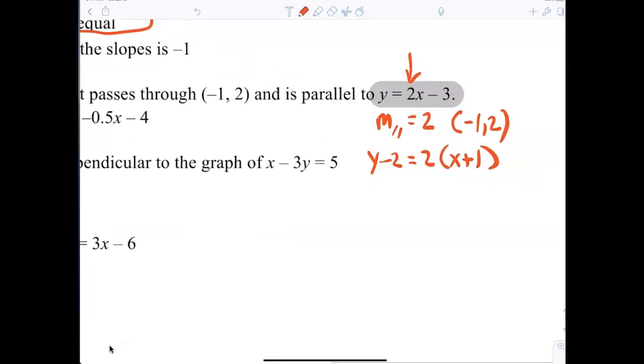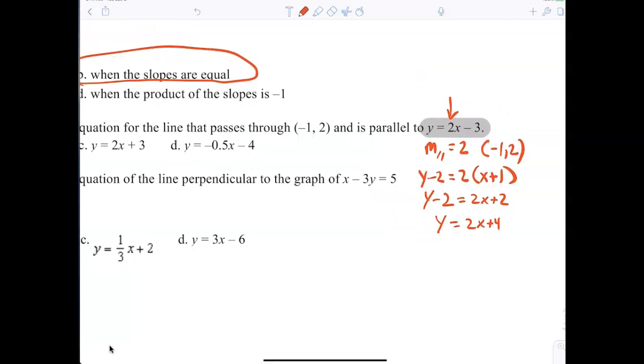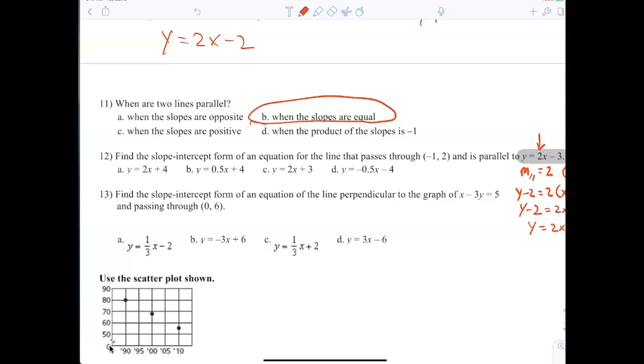Now we can distribute. Y minus 2 equals 2x plus 2. Y equals 2x plus 4. So we're happy with that? Correct answer is A.